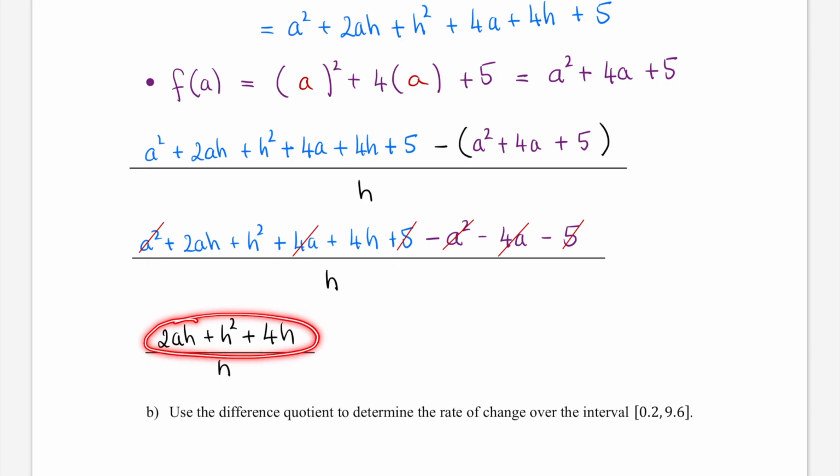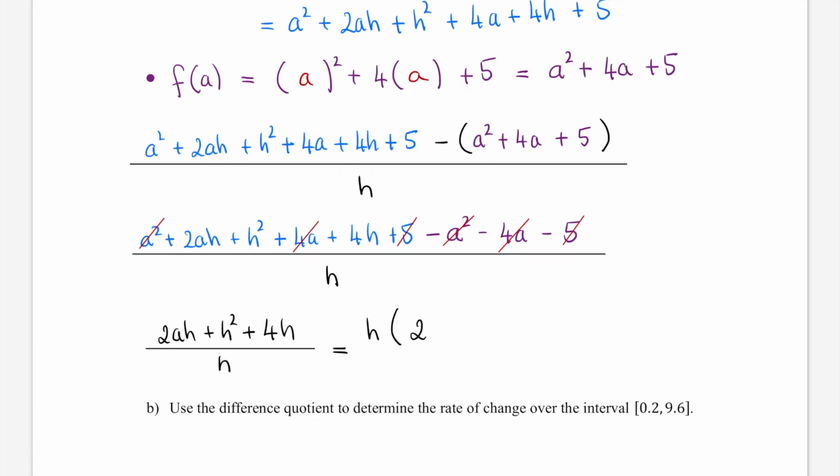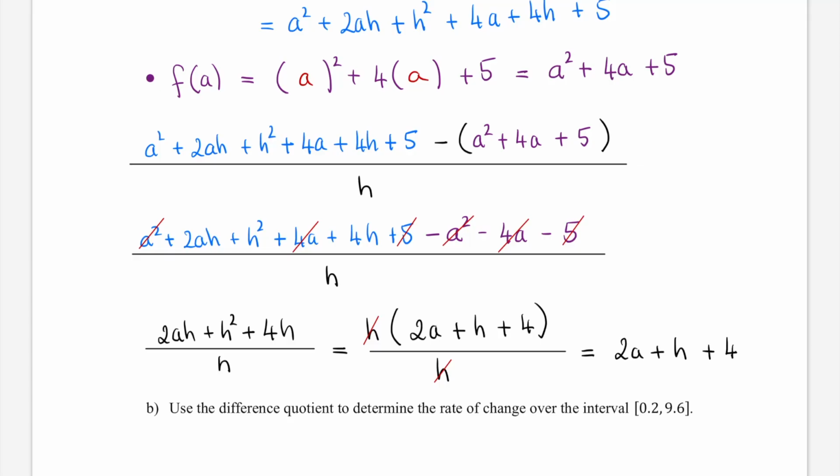From the numerator, I'll factor out h. So I have h times 2a plus h plus 4 all over h. h divided by h is 1. And I have 2a plus h plus 4. This is the difference quotient.